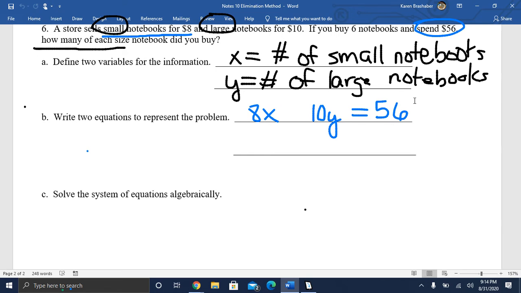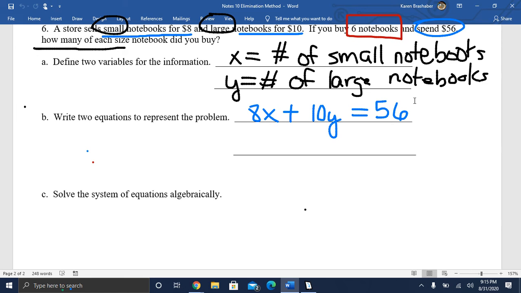Now I can't just leave these two expressions without some kind of symbol between them. But since I'm spending a total, hopefully you'll grasp onto total being addition. So 8x plus 10y equals 56. So we have used up the $8 and the $10 and the $56 as far as information goes in the problem. What we haven't used is the fact that 6 notebooks were purchased.